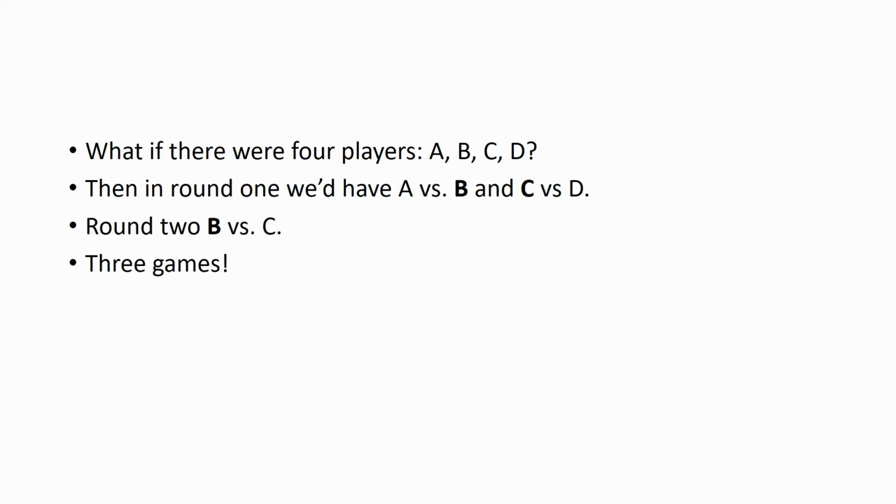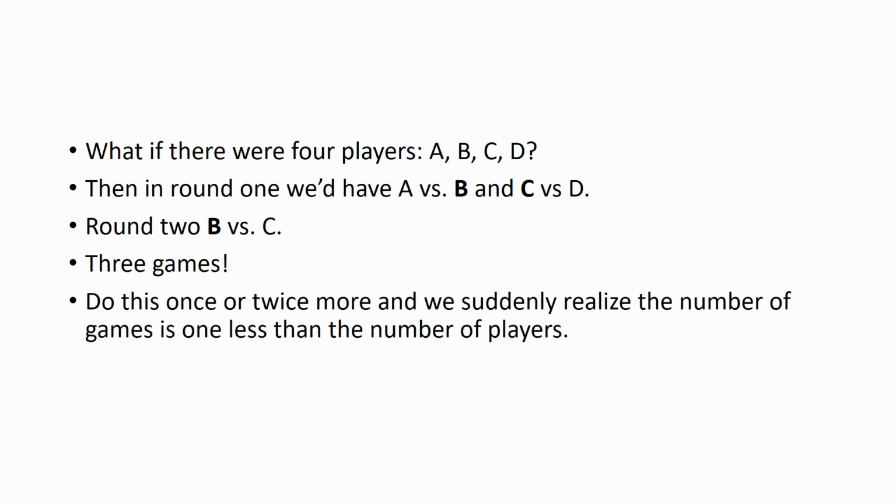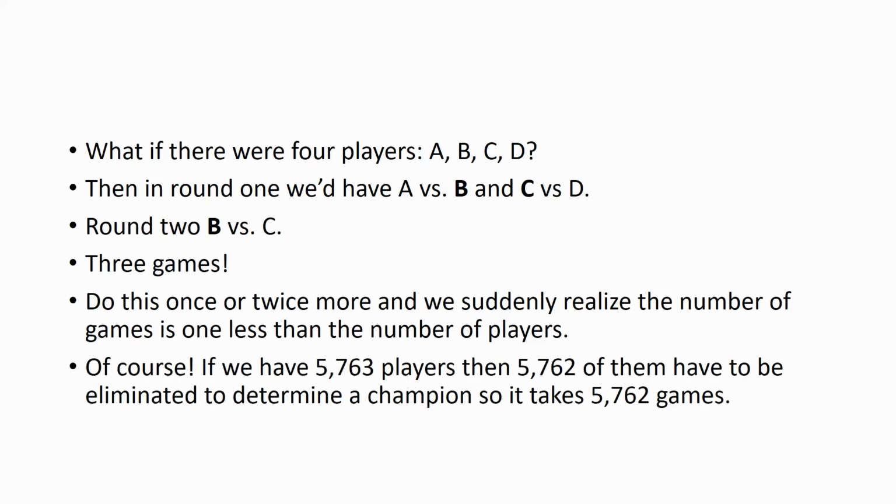If you do this once or twice more, you suddenly realize the number of games is 1 less than the number of players. And that makes a lot of sense. If we have 5,763 players, then 5,762 of them have to be eliminated to determine a champion, and so it takes 5,762 games to eliminate all but one of the players.